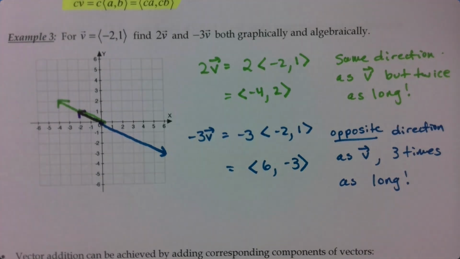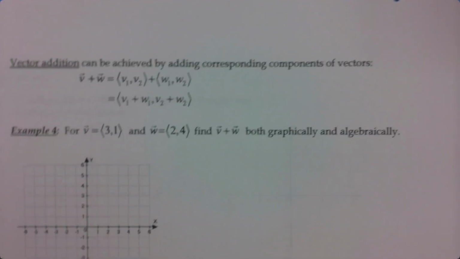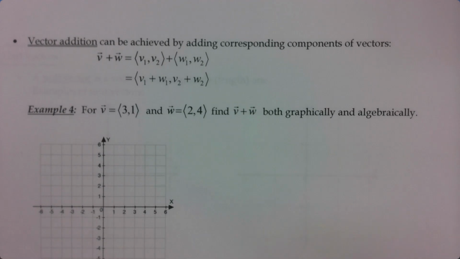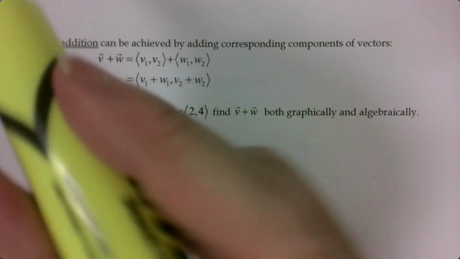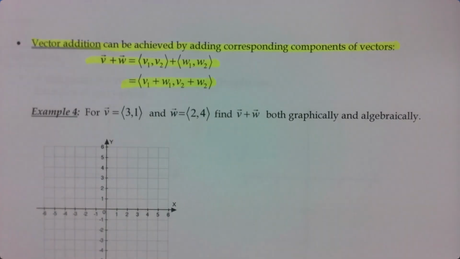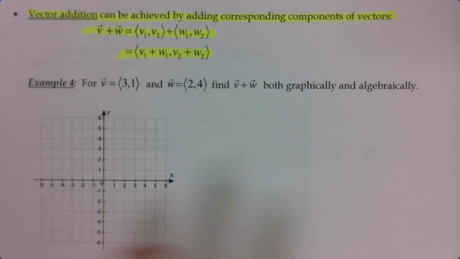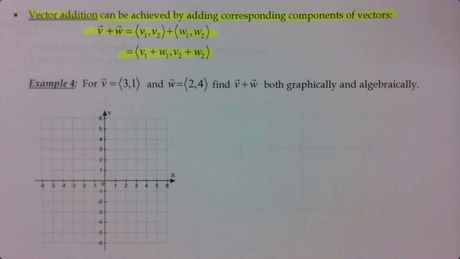Well, that seemed pretty straightforward. What about adding vectors? Well, adding vectors is also pretty straightforward. You just add the component pieces. So let me just highlight vector addition here so you can see that it's a definition. Okay, so we are going to take vector v, which is 3, 1, and vector w, which is 2, 4. And we're going to find v plus w both graphically and algebraically.